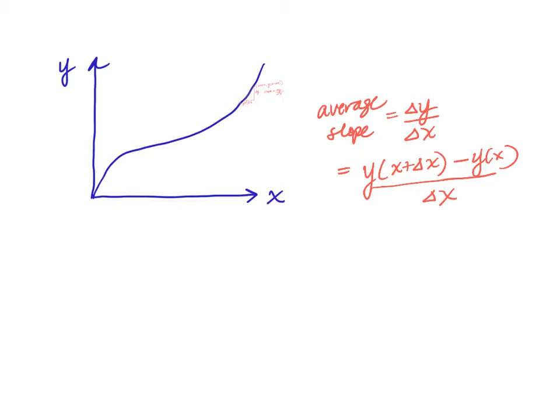That average slope becomes an instantaneous slope or a derivative once we take the limit as delta x approaches zero. We squeeze that function down over a very small time interval. So the limit of delta y over delta x as delta x approaches zero is the derivative. That is the definition of the derivative.